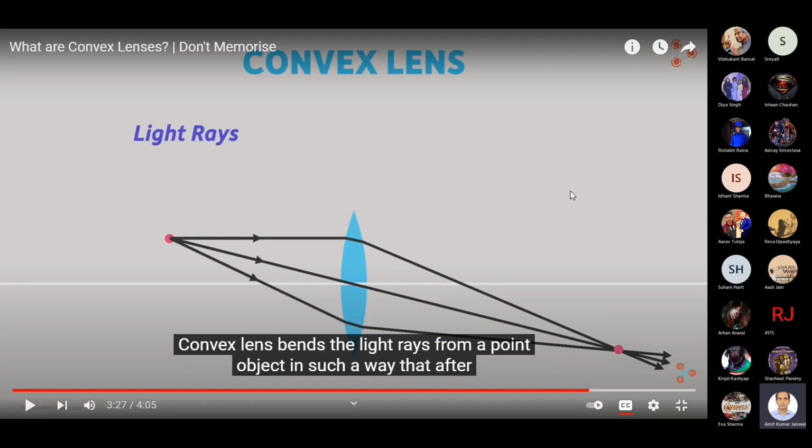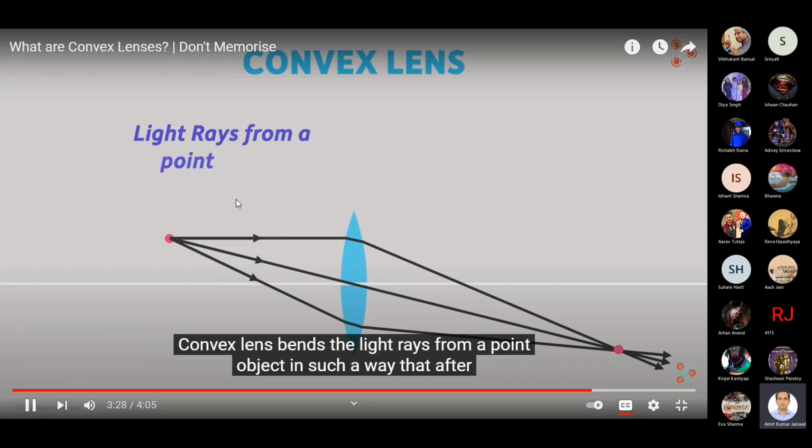So the convex lens is also called the converging lens. It should be very clear to all of you that the convex lens is called the converging lens. But in case of the mirror, we have the concave mirror, which is called the converging mirror, because after reflection from the concave mirror, all the light rays converge at a point. So for mirrors we call the concave mirror the converging mirror, but for lenses we call the convex lens the converging lens. This is a very important point you need to remember.